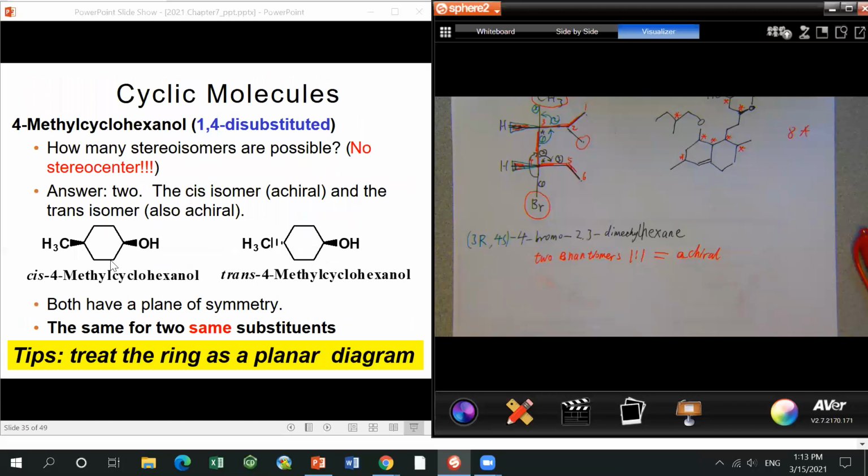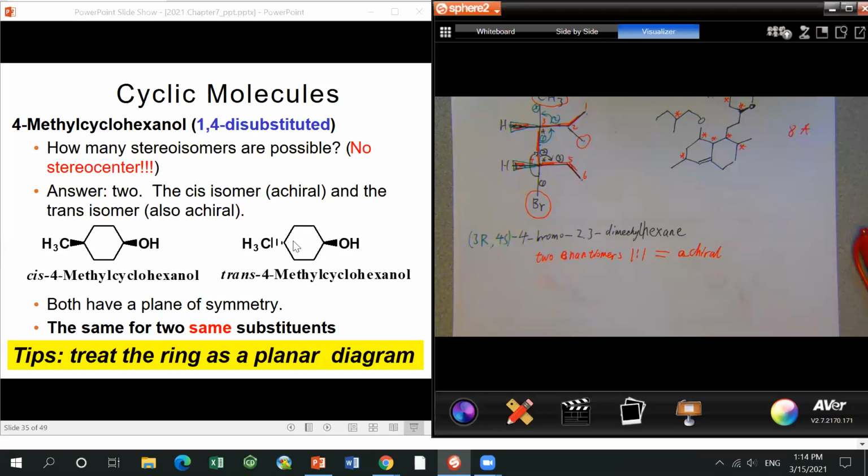All right, now one more example: 1,4-disubstituted cyclohexane, for example 1,4-dimethylcyclohexane. We do this one first. It has 2 identical substituent groups, but there are no stereocenters, because this carbon has 2 same attachments and this carbon also has 2 same attachments. So overall we have 2 stereoisomers, one is the cis and one is the trans.